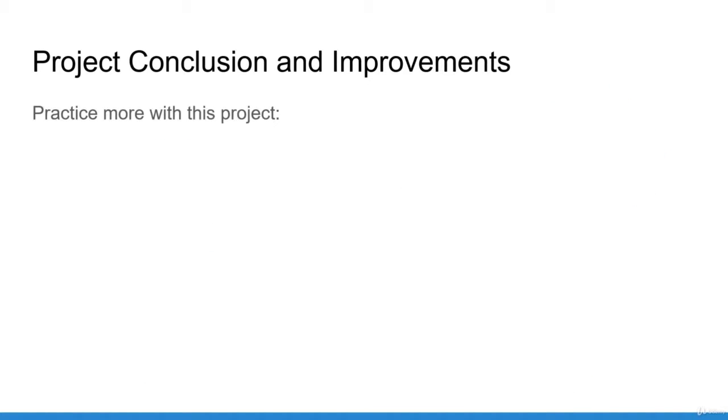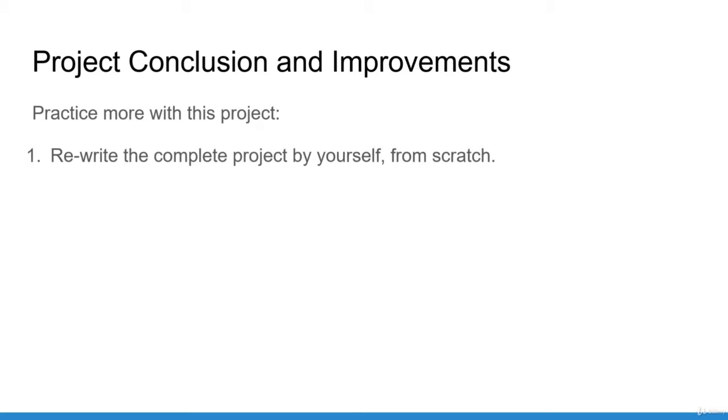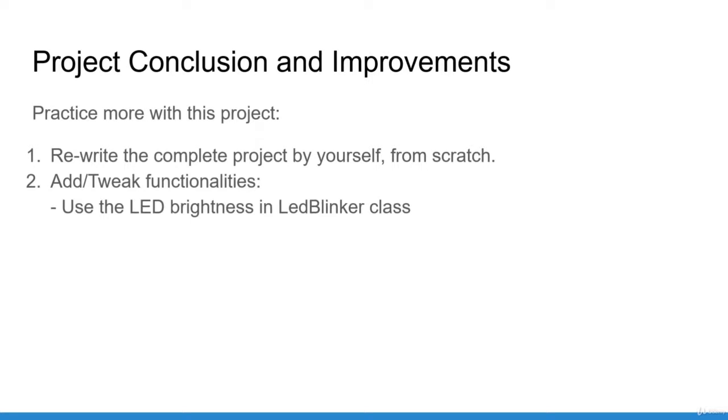And here are a few ideas you can start with, and of course, feel free to implement any of your own ideas as well. So, of course, first, try to rewrite the complete project by yourself, and then you can add or modify functionalities. For example, you can update the LED brightness also for the LED blinker class. Because if you look at the code, with the potentiometer we can modify the brightness of the three LEDs when they are just powered on, but when we use the LED blinker class, we still use the full intensity of the LEDs. So you might want to also make the LED blinker class take the LED brightness as a parameter.